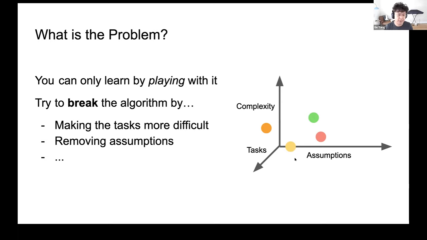Josh just talked about these different domains. One common axis you can perturb your algorithm on is by making the task more difficult. For example, when we were training PPO on MuJoCo, you start with state space, but you can make this task more difficult by going from state space to pixel inputs.